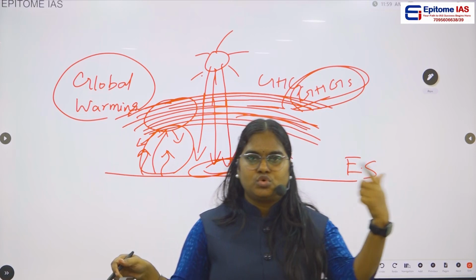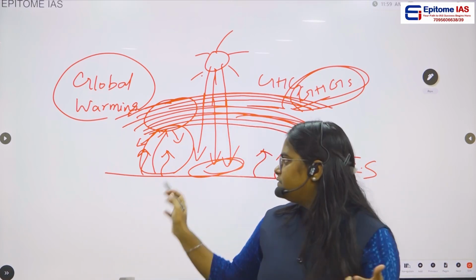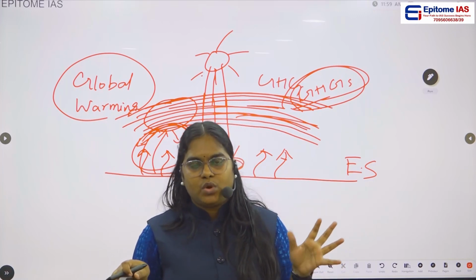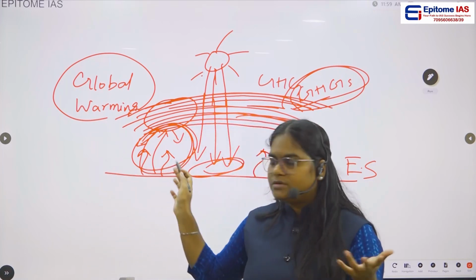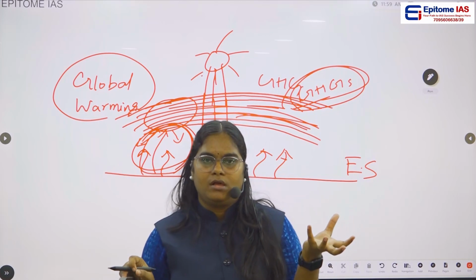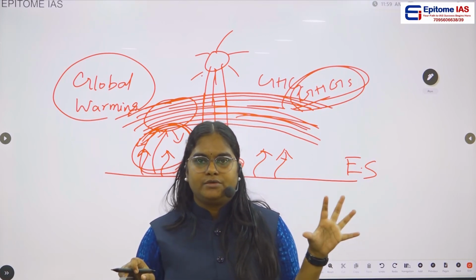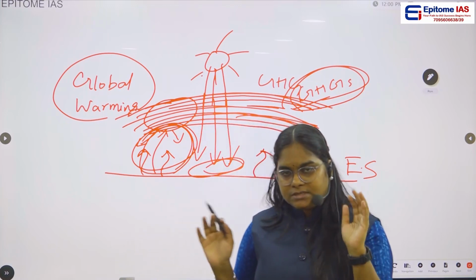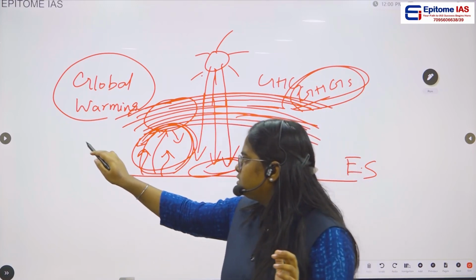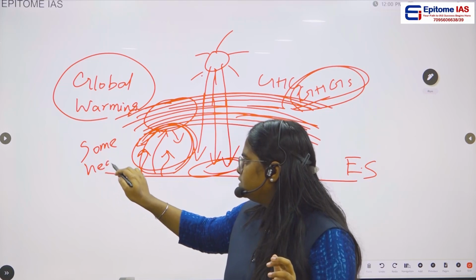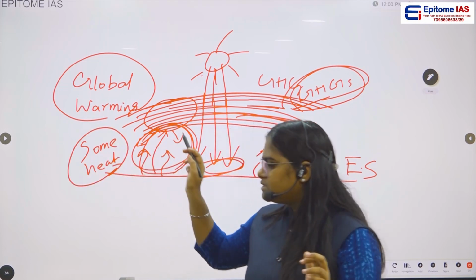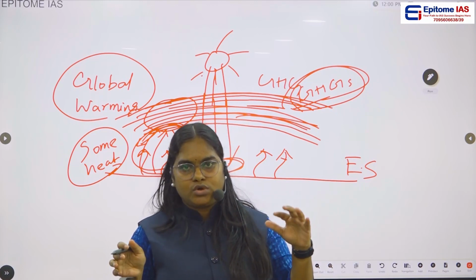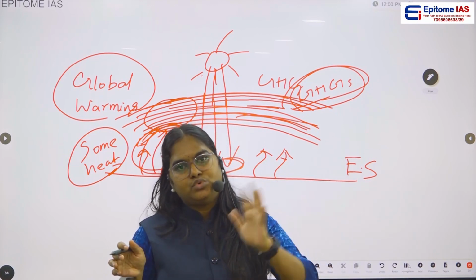It was never too cold. Let us say this phenomenon is not present, it is not there. Then what would have happened? The whole Earth would have become an ice ball. Okay, so for the maintenance of life, the biodiversity, there is the need for some heat. So these greenhouse gases actually maintain the Earth's temperature. It is not too cold and it is not too hot.